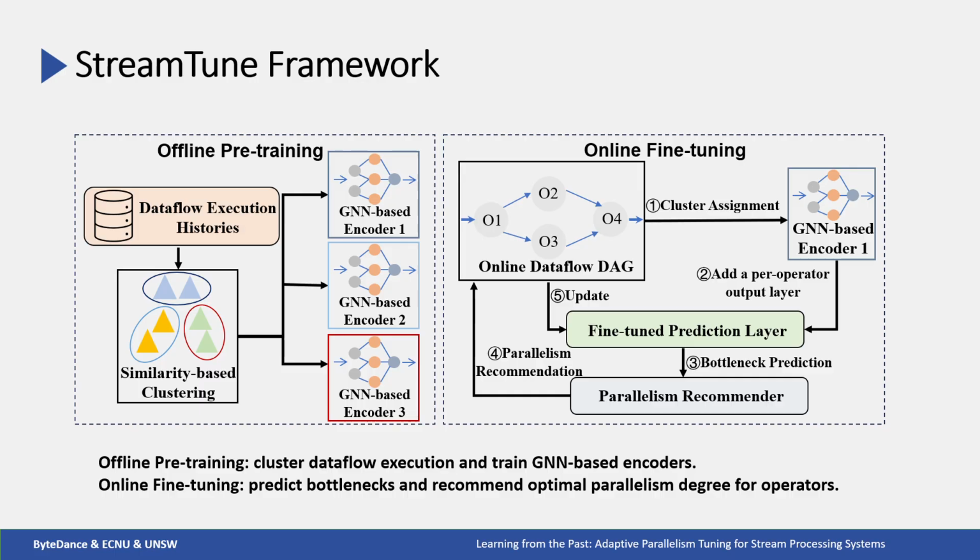In the fine-tuning phase, StreamTune performs cluster matching and refines the pre-trained models using real-time feedback. The pre-trained encoder is augmented by a lightweight prediction layer that dynamically adjusts to the workload. This phase is iterative, continuously improving the predictions.